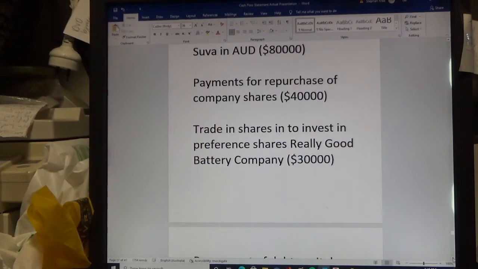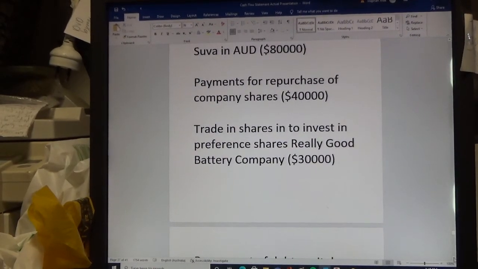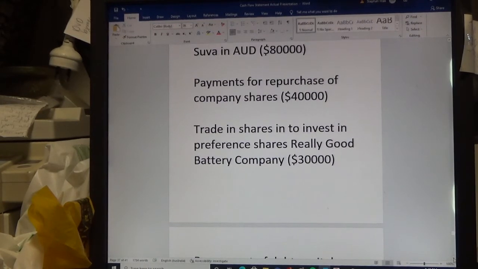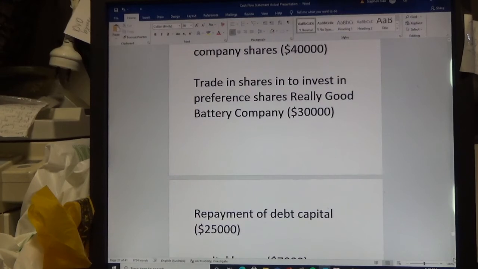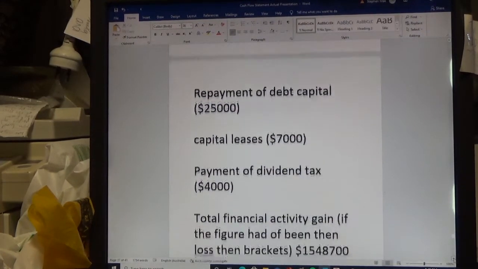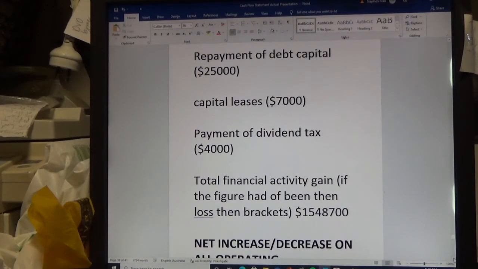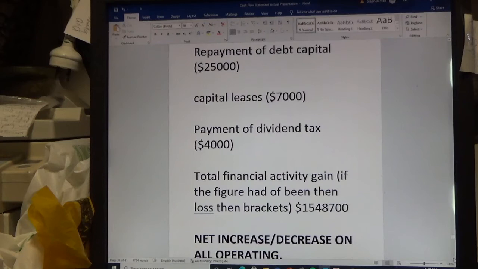Payment for repurchase of company shares. They wanted to get some shares from the shareholders, buy them back. So again, outgoing cash to buy those shares. A trade in shares and preference shares in really good battery company, $30,000. So buying shares, negative cash flow movement in the financing category. Repayment of any debt capital in this category, capital leases as well. Finally, your taxes and dividend taxes put in this category.